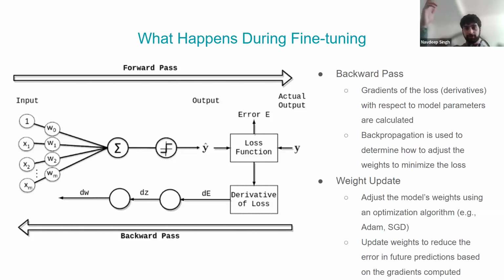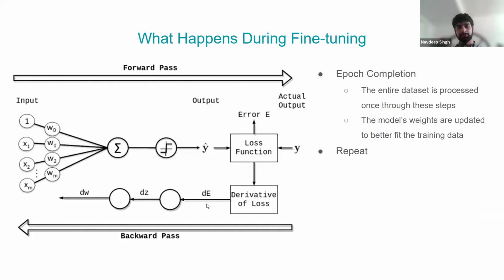Because the goal is that over the fine-tuning process, we want the loss to get lower and lower, because that tells us, okay, the model's producing outputs that are closer to the desired output. And once all the data has gone through the model, we've now completed an epoch, and you can repeat this for however many times you like.